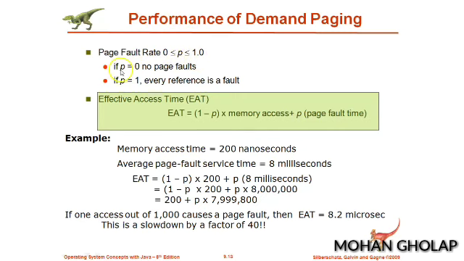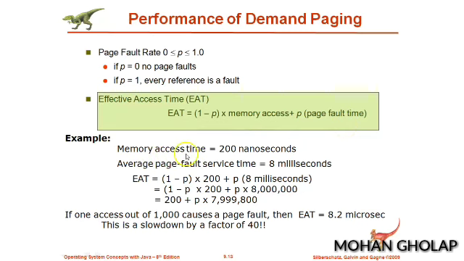So here, if p is equal to 0, that indicates there is no page fault, and if p is equal to 1, then every reference is a fault. So to calculate effective access time, the formula is EAT = (1 - p) × memory access time + p × page fault time. So let us consider one example here.